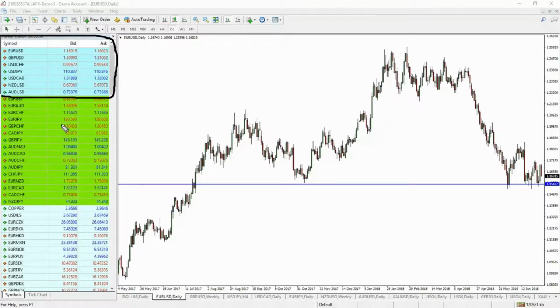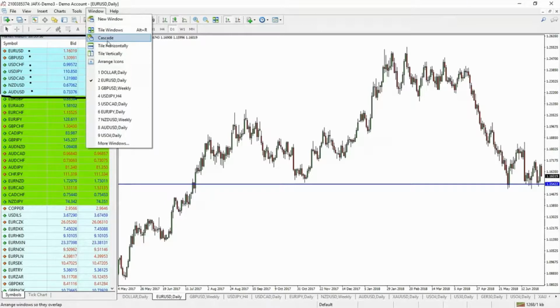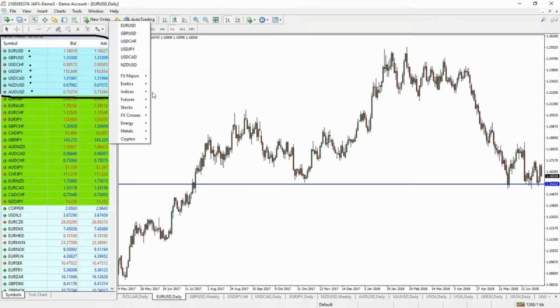There's 1, 2, 3, 4, 5, 6, 7 of them, consisting basically of euro, sterling, dollar, Swiss franc, Japanese yen, Canadian dollar, the US dollar as well, of course, New Zealand, and the Australian dollar there. Another method to view these markets, you can go to window here on your trading platform, go to new window, and they're there as well, the Forex majors.